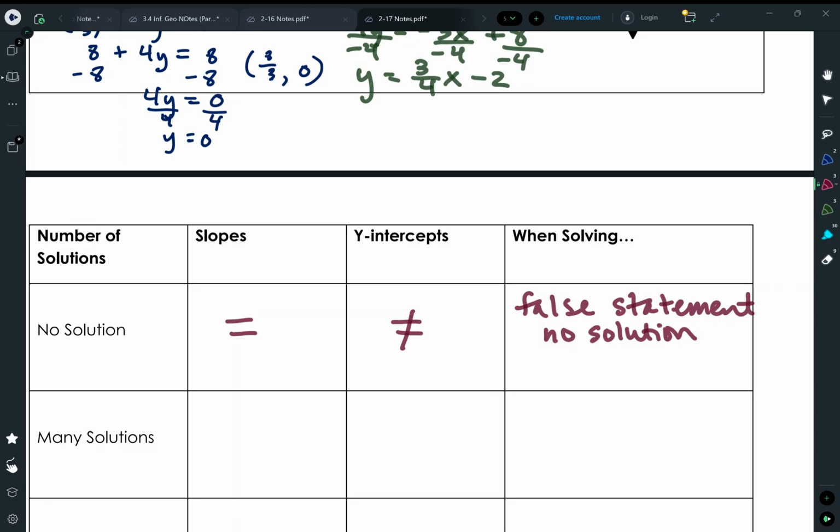Many solutions. Well, for many solutions, what we found is that our slopes were equal and our y-intercepts were equal. We had the same line. So this was same line. This first one was parallel. And when we were solving, we had a true statement.